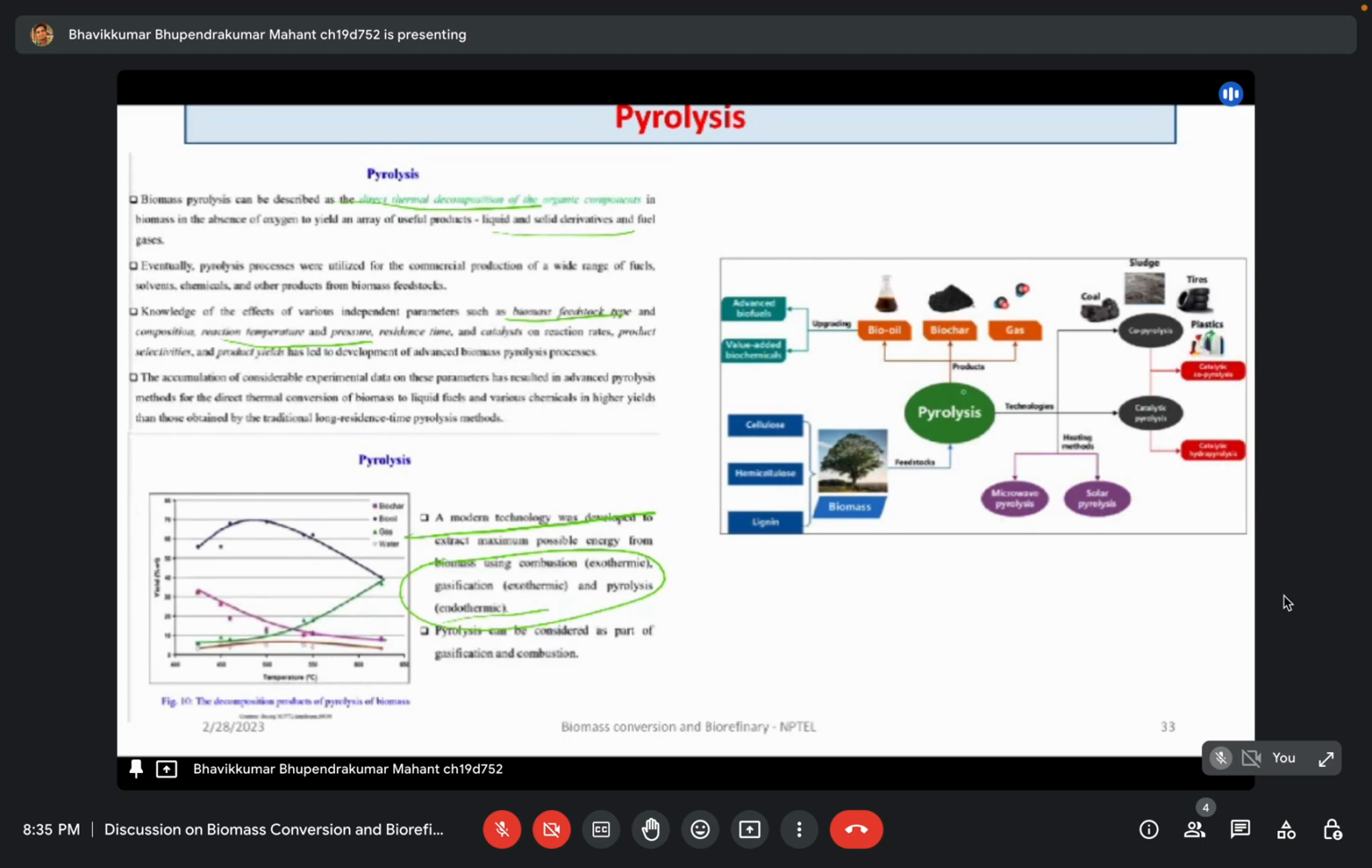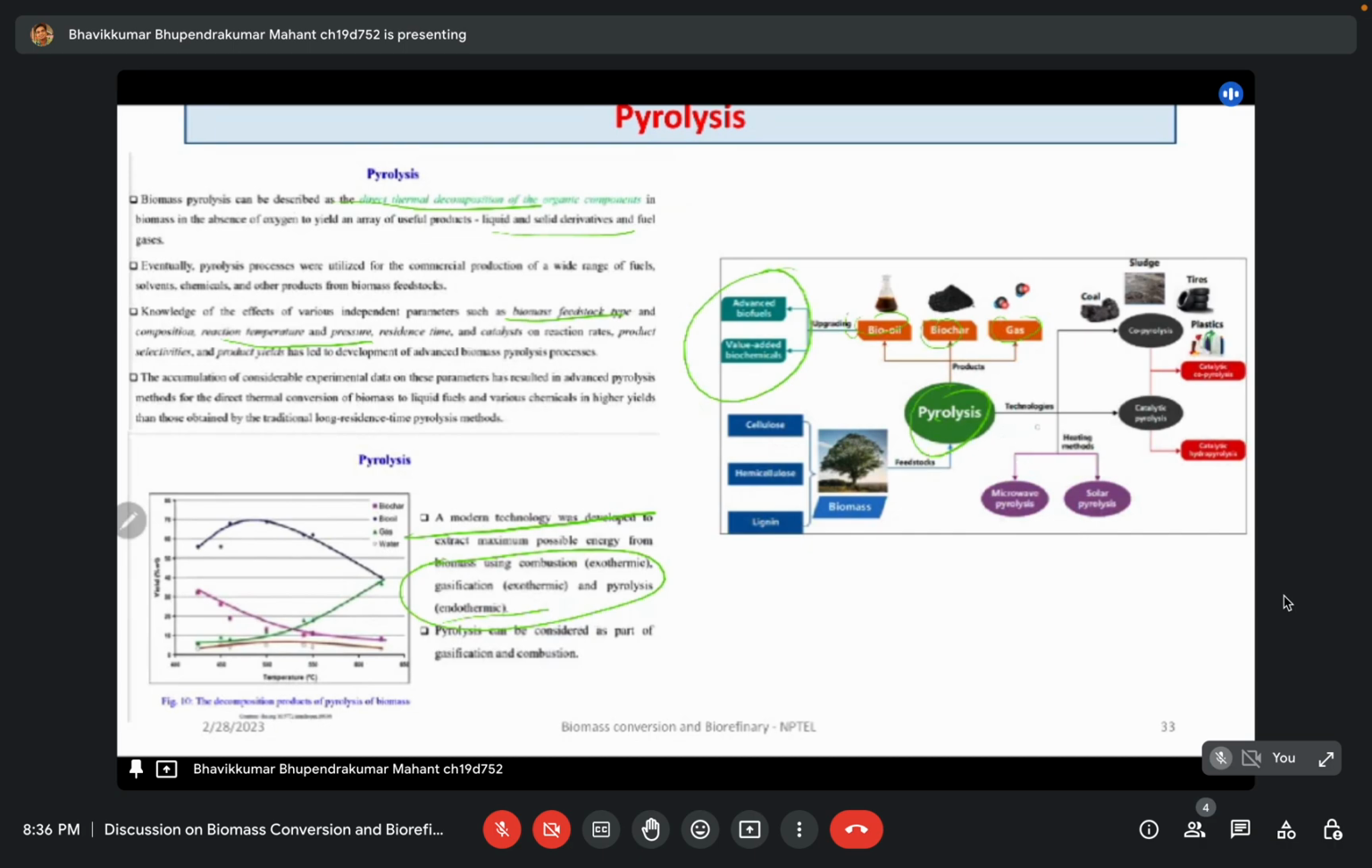So you can consider this pyrolysis. Our feedstock is lignocellulosic feedstock, which has cellulose, hemicellulose, and lignin. You go for the pyrolysis, and you will get the products, which are bio-oil, biochar, and gas, which are direct products of the pyrolysis. You can upgrade these products and use them in the refinery. You will get final biofuels and biochemicals.